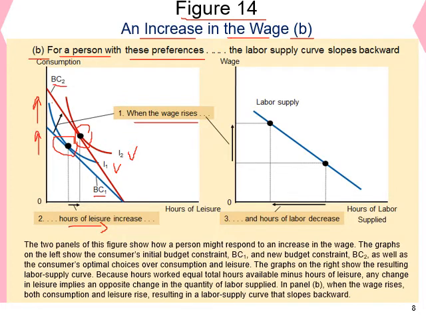This will lead to an increase in leisure hours and also an increase in consumption. At the same time, when the wage increases, this will decrease hours of labor. So labor supply will slope backward, downward sloping, with a negative slope. We can see that in panel B, when the wage rises, consumption will rise and the result is a labor supply that slopes backward.